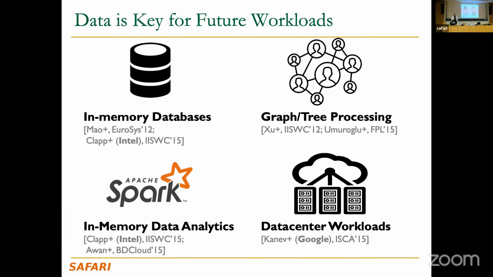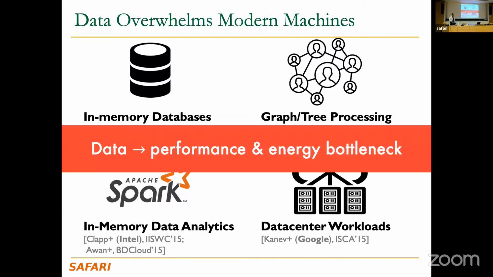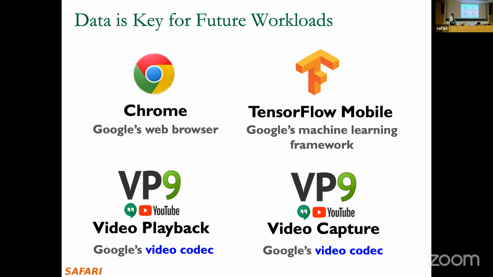And this is not the case only for neural networks. If you look at databases, graph processing, in-memory analytics, and data centers, this problem of data movement bottleneck is all over there, creating both performance problems and energy problems for those systems. So I'm going to talk about this work a little bit later.